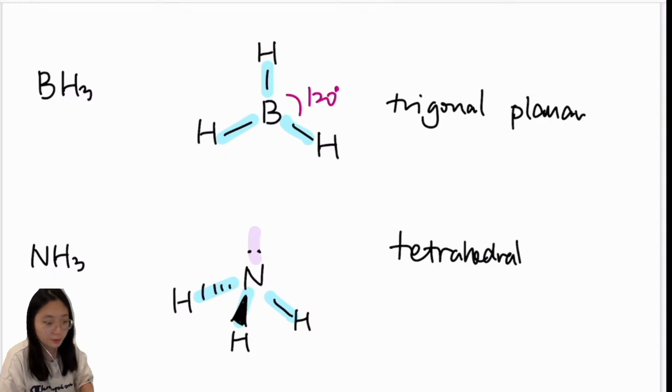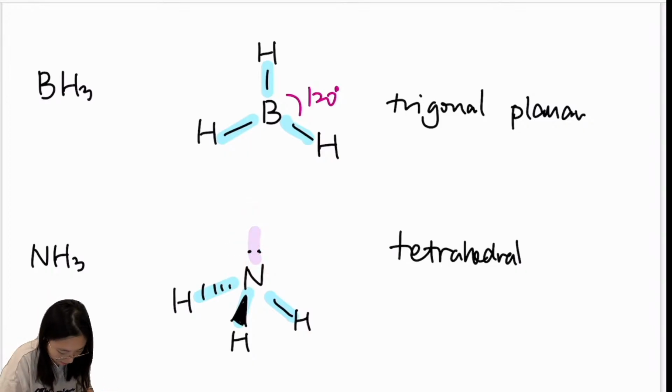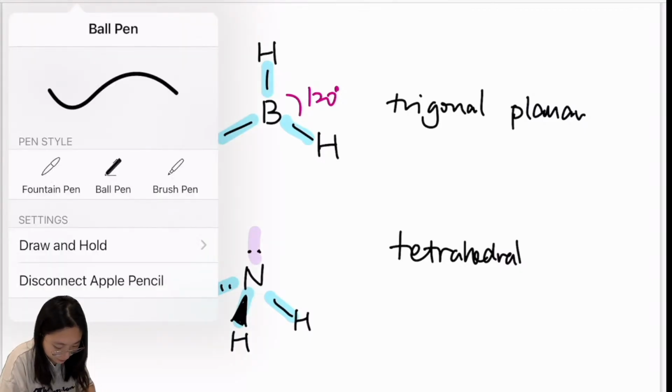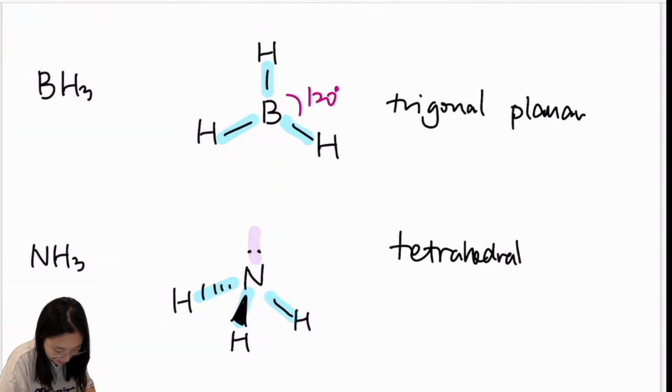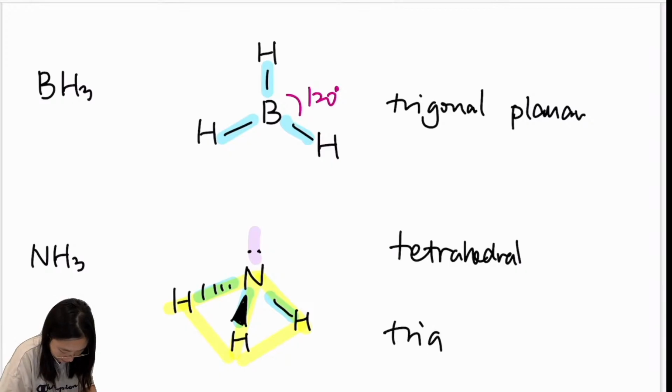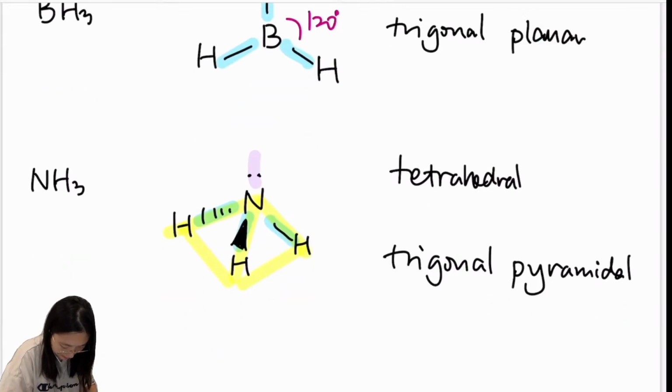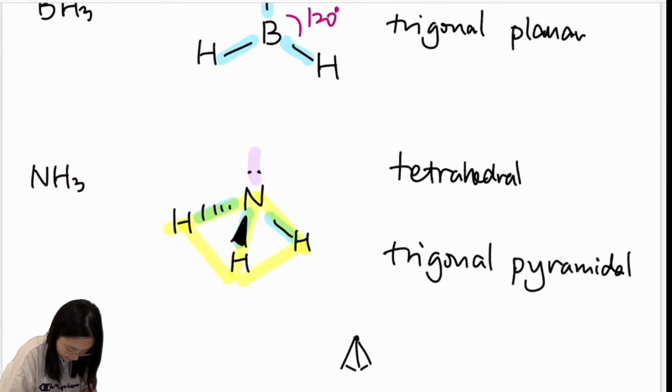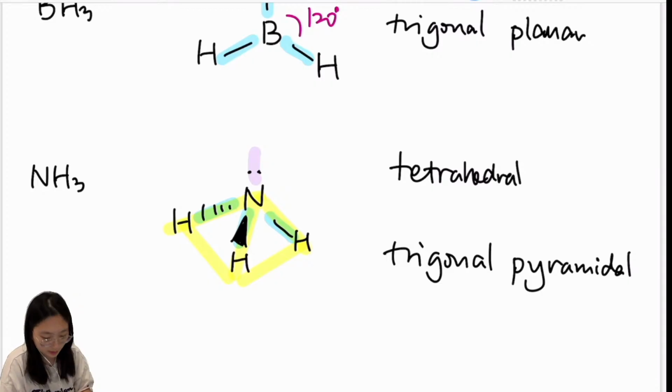But again, when we consider the molecular geometry, I don't care about the lone pair. I only care about the atoms, the bonding pairs. So for the molecular geometry, it has this trigonal pyramidal structure. So it's basically a tripod. And then let's do the seesaw.